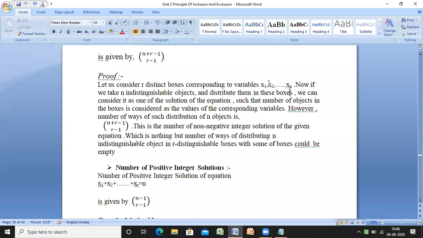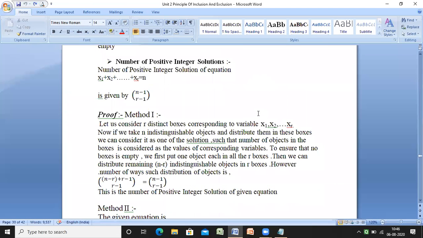Now if we take n indistinguishable objects and distribute them on these boxes, we consider that as one of the solutions. Here the distribution of such n objects with the corresponding values is C(n plus r minus 1, r minus 1). This is the non-negative integer solution they mention.